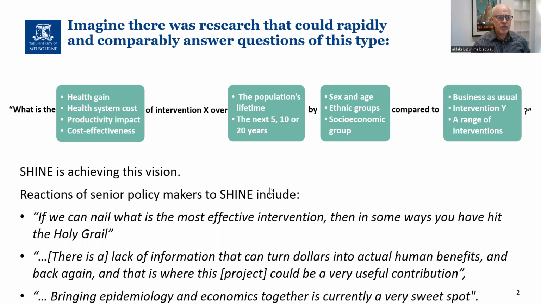We are realizing that vision, and reactions of policymakers we've spoken to about this include that this is the holy grail. Not to technocratically determine policy going forward, but to have a solid basis of information to start that discussion at the decision-making table, and to integrate the epidemiology and economics with data science, i.e. take this mode of operating to this century.